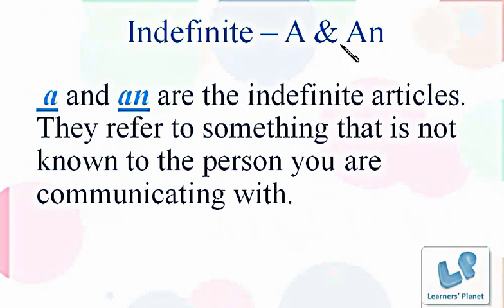Indefinite: a and an. A and an are the indefinite articles. They refer to something that is not known to the person you are communicating with. This means that when a speaker is talking about a specific thing, the listener is not able to recognize or relate to the thing. And this is where a and an articles are used.